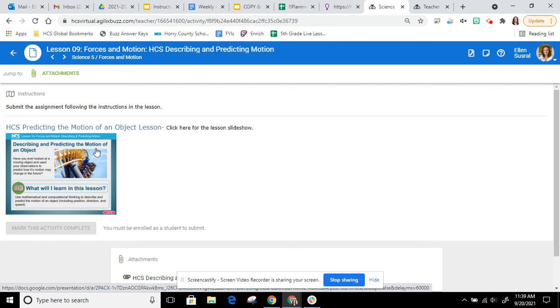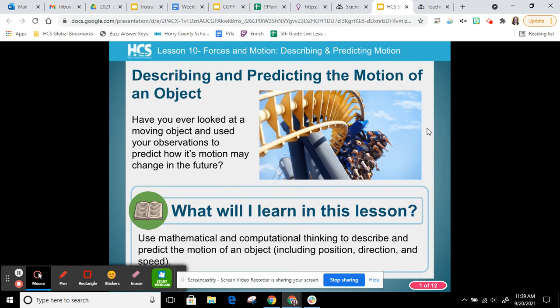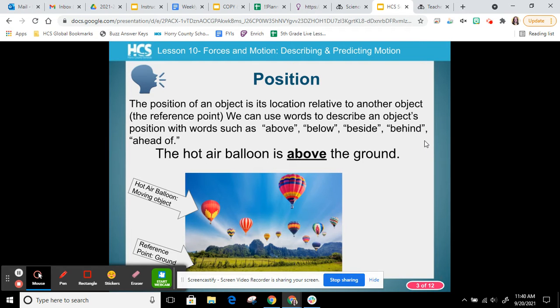It's a Google slide presentation. You can click on the link here or click on the picture, and it'll take you to the slideshow. It's 12 slides long. You want to make sure you go through all slides and go through all of the examples. In this lesson, we're looking at describing and predicting motions of an object. We're going to learn about things such as position, direction, and speed. And it goes through different examples of each.